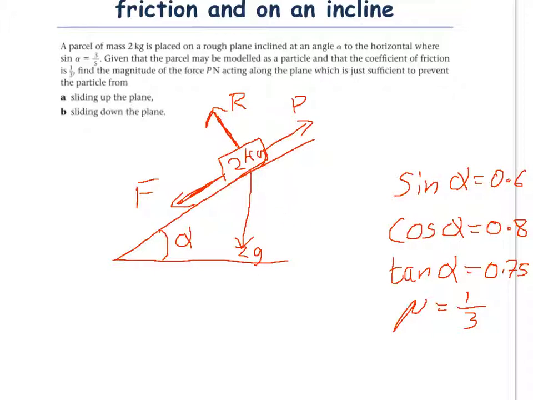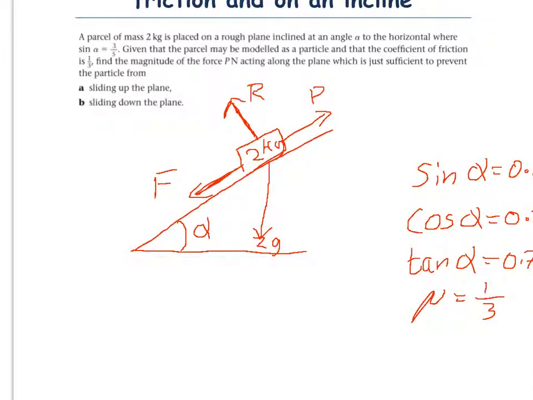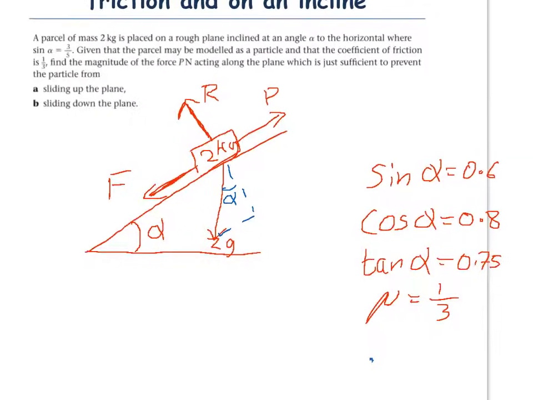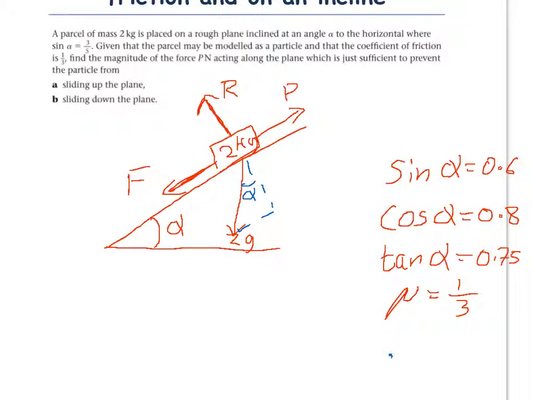So, to do that, we look at a little right angle triangle. Remember that this angle here is going to be theta. So, here is going to be the opposite. So it's going to be 0.6 times 2g. And the component in line with R is going to be the cosine, so it's going to be 2g times 0.8.